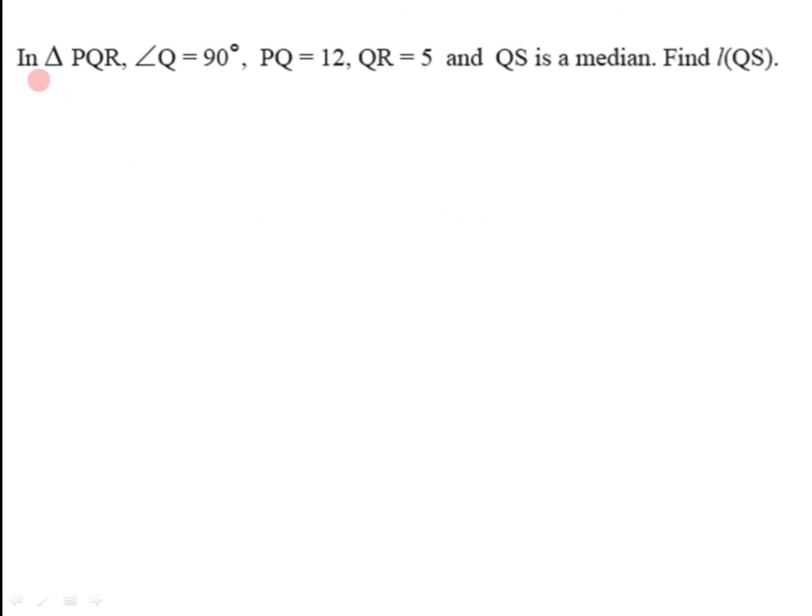Students, let us solve some problems based on the topic triangles from class 9th. The first question is, in triangle PQR, measure of angle Q is equal to 90 degrees, PQ is equal to 12, QR is equal to 5 and QS is the median. The question is, find the length of segment QS.